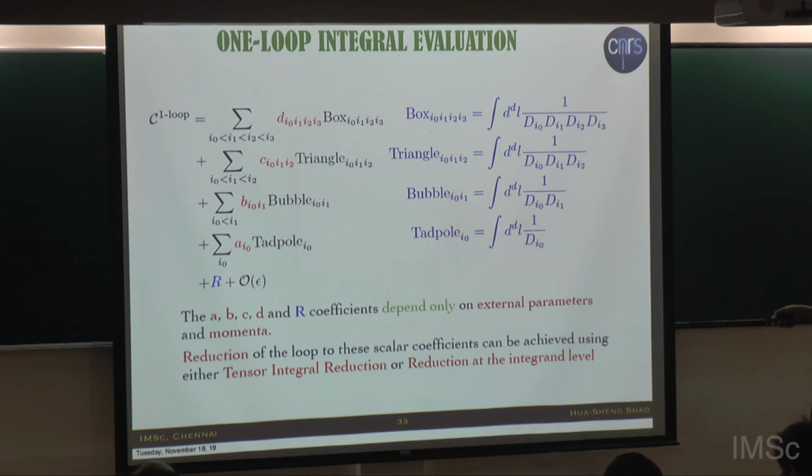This is a general case. You can prove that. And how can this reduction be achieved to get these coefficients? Basically there are two ways on the market. One is the tensor integral reduction. Actually, we have already shown that, and that is one of the tensor integral reductions. It's the Passarino-Veltman method. And also, you can do the reduction at the integrand level.